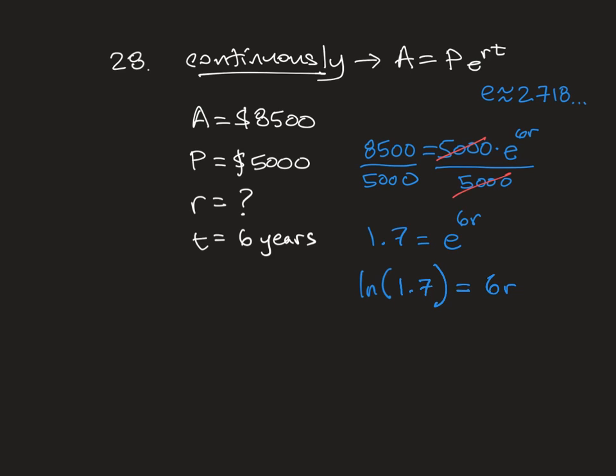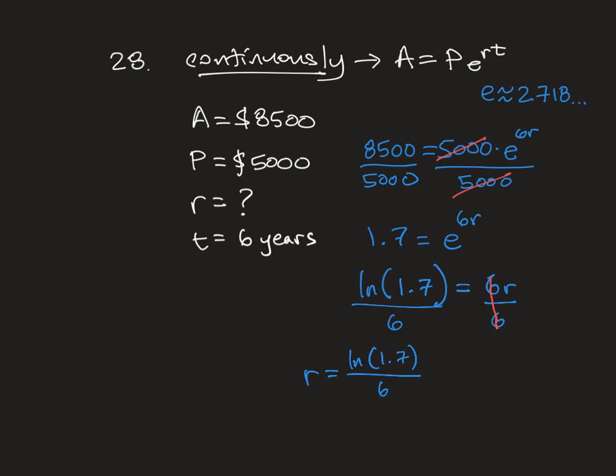So then the last step to solve for r is we need to divide both sides by the 6. And notice this is not 1.7 divided by 6. It's the natural log of 1.7. Okay? So the 6's cancel here on the right. And I do have that r equals the natural log of 1.7 divided by 6. And that's the exact answer, but like nobody knows what that really means.